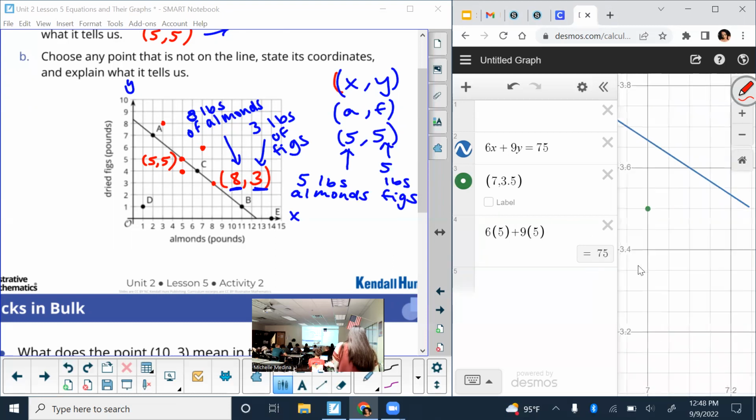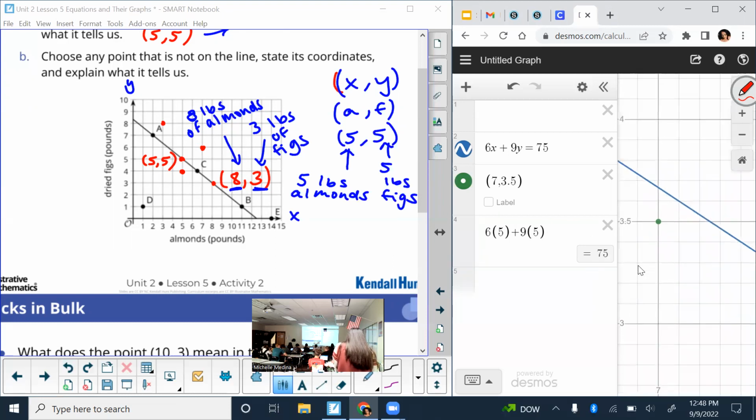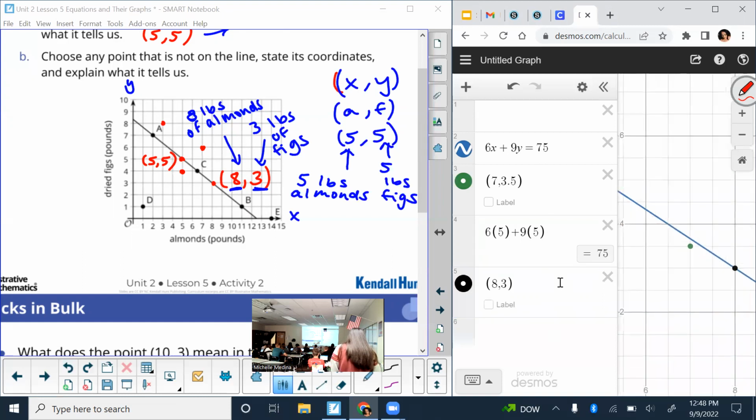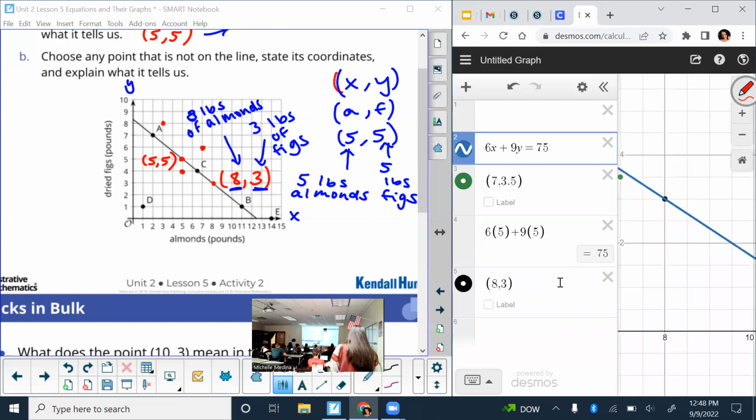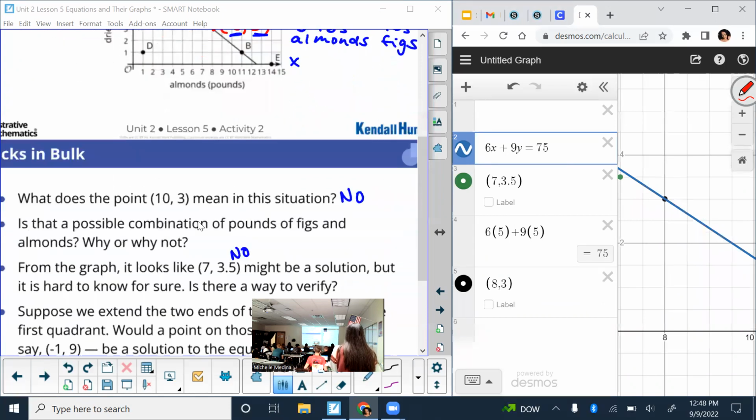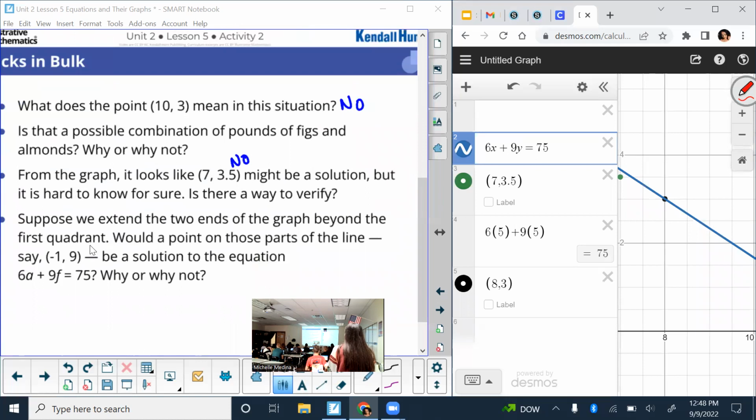Same with like 8.3, if you look on the line, or if you want to even type it in, you can easily see if it is a solution or not. So it'd be that black dot that's on the line. You can hover over the line and it'll tell you exactly. So cool stuff there. Questions on using the technology? All right, then let's continue.